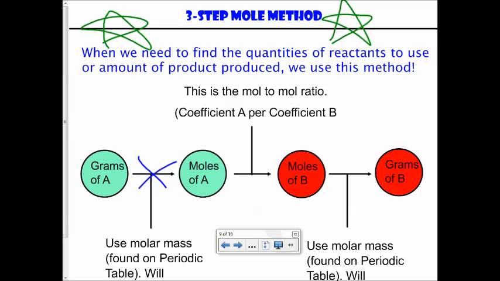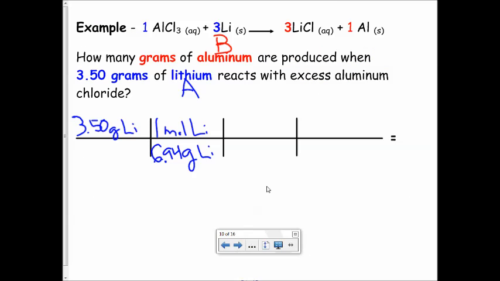And now we are at the step where we have to go from moles of A to moles of B. This is our mole to mole ratio. This is our coefficient of A to our coefficient of B. So we're going to go through and do that now. 5 moles of lithium on top, what on the bottom? Moles of lithium.